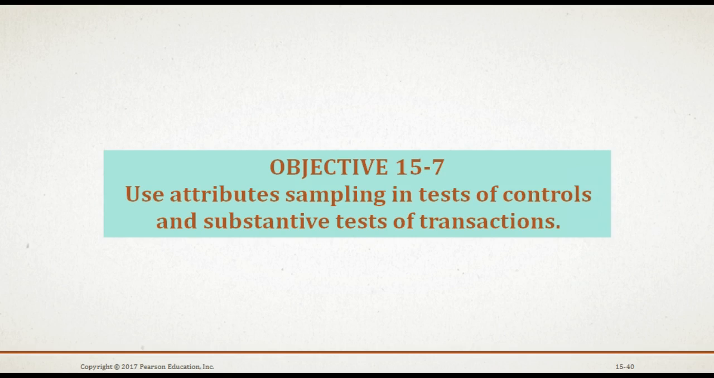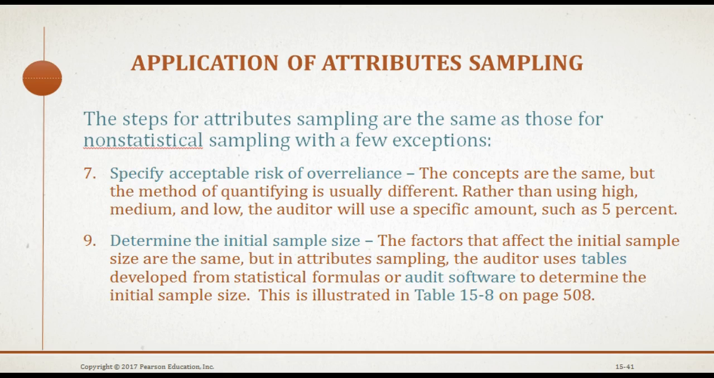We will now discuss attribute sampling in test of controls and substantive test of transactions. The steps for attribute sampling are similar to those for non-statistical sampling, with a few exceptions. One exception is the specification of acceptable risk of over-reliance in attribute sampling. The concepts are the same, but the method of quantifying is usually different. Rather than using high, medium, and low, the auditor will use a specific amount in attribute sampling, such as 5%.